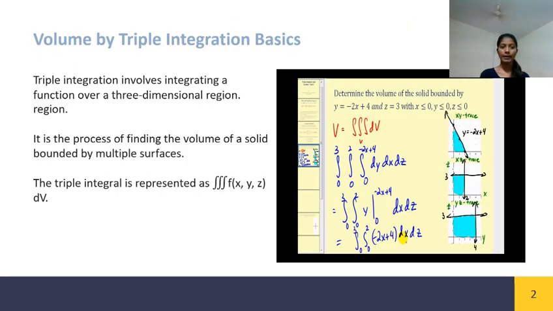So, what are the basics in volume by triple integration? Triple integration involves integrating a function over a three-dimensional region. It is the process of finding the volume of a solid bounded by multiple surfaces. The triple integral is represented as the triple integration of f of x, y, z dV.